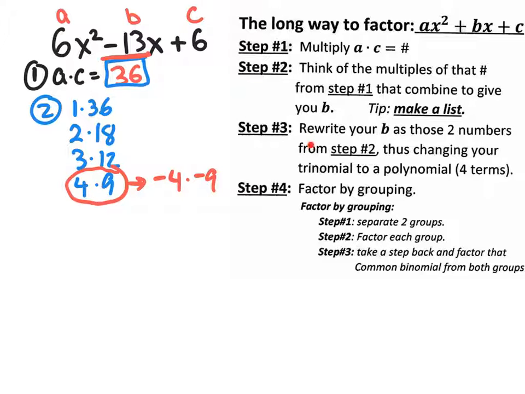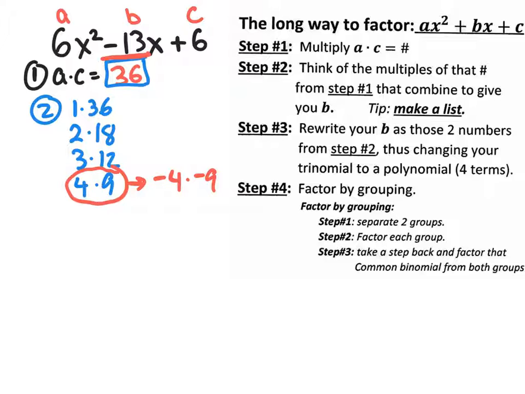Okay, step 3, rewrite your b value as those two numbers from step 2. So I want to rewrite the b value of negative 13 as negative 4 and negative 9. After all, negative 4 and negative 9, if you combine them, it really does give you a negative 13. Now remember, b does have an x, so I need to put x's on these guys. So step 3 again says rewrite your b as those two numbers from step 2, thus changing your trinomial to a polynomial. In other words, you have originally 3 terms, and you want to change it to 4 terms.